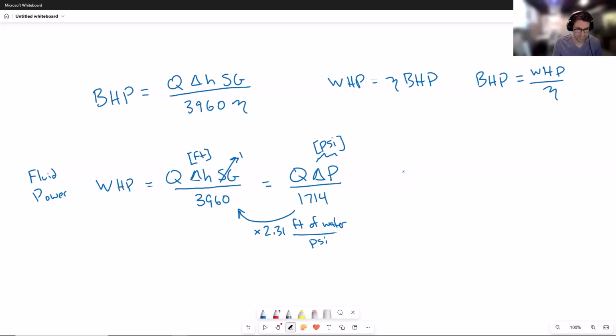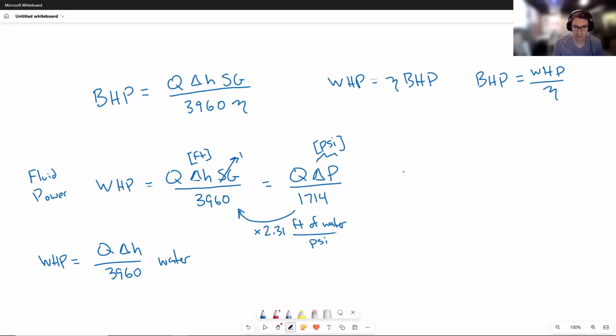So what's the takeaway here? The big takeaway is that if you want to use this equation, Q delta H over 3960, and you want to exclude the specific gravity, it has to be water. So if you were to say WHP equals Q delta H over 3960, you can only use this for water. If it's not water, you have to include the specific gravity.